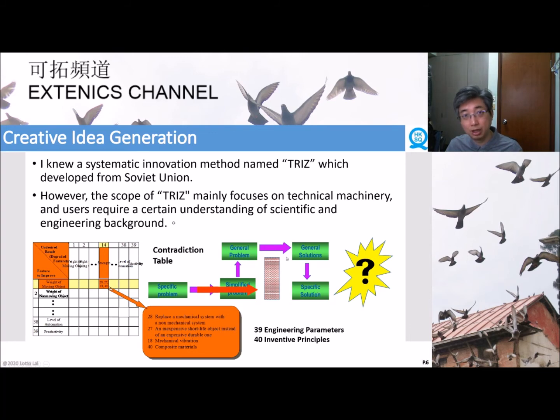With this general solution, you take the different contradictions from the engineering parameters, find the inventive principles, and turn them into your specific solution. The last gap I found when studying this method is that it does not explain how you transfer a general solution into a specific solution, even if you know some inventive principles. This depends on the user's inherent knowledge, and creativity is more like brainstorming at this point.